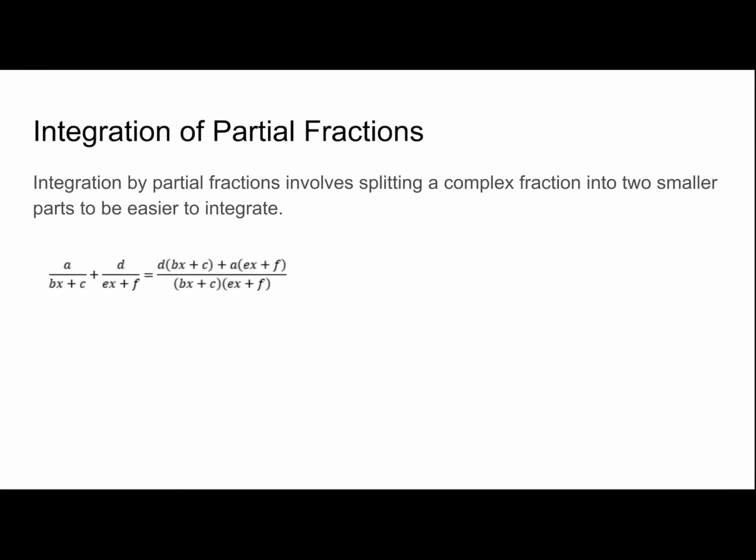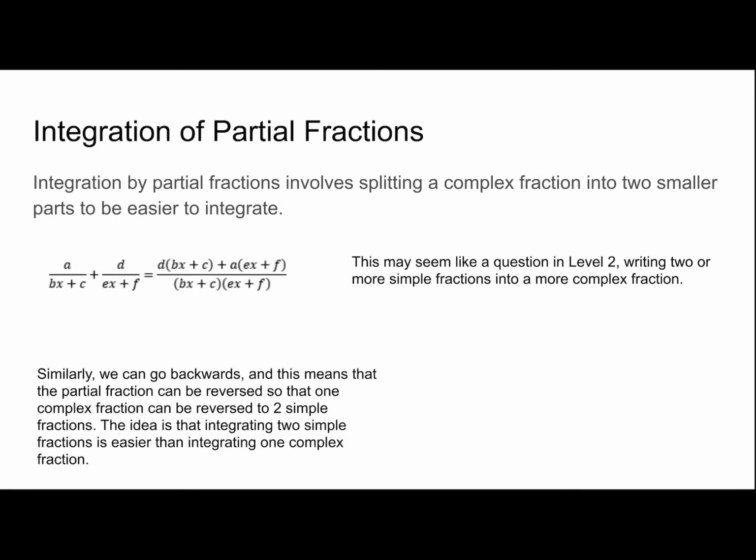So let's say we have a over bx plus c plus d over ex plus f. We can rewrite that as a bigger fraction by doing a cross multiplication. So we get d times bx plus c, that's just cross multiplication, plus a times ex plus f, all over the two denominators multiplied together, which is bx plus c times ex plus f. Similarly, we can take one of these bigger, complex fractions and go backwards to make it two easier fractions. The level 2 question is joining two simple fractions to make a big fraction, so we'll just be going the opposite way.